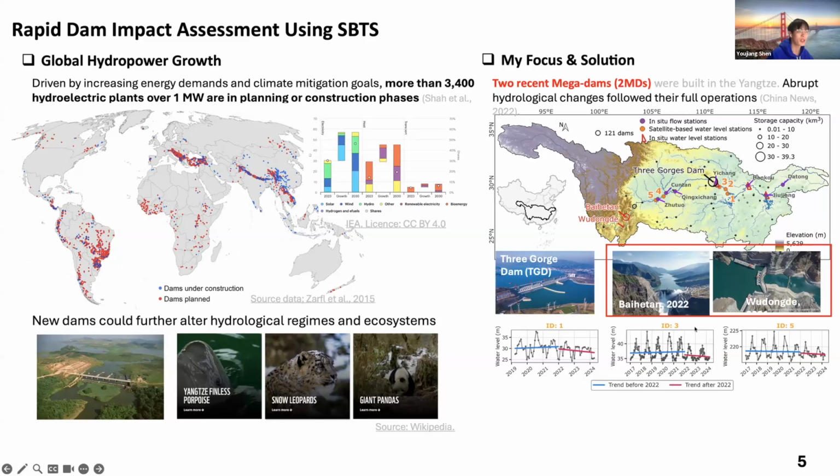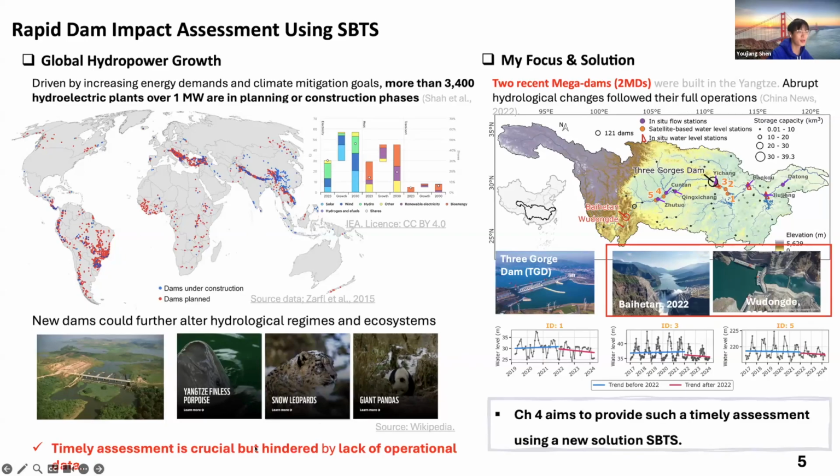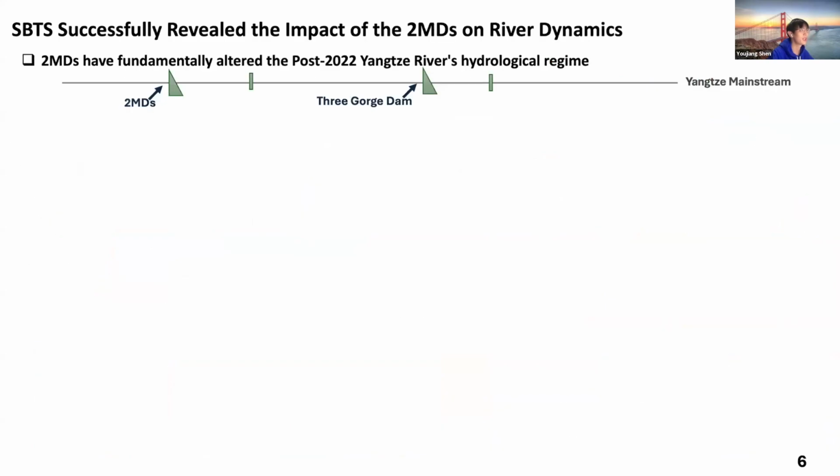This is the satellite water level, and this gauge was revealed by the satellite altimeters. You can see there are abrupt hydrological reductions. But we know that we don't have operational data for many dams, not to mention these newly built dams. Timely assessment is crucial, but limited by the lack of operational data. So we aim to provide such a timely assessment using our SPTS.